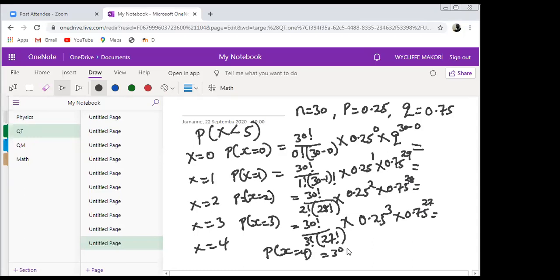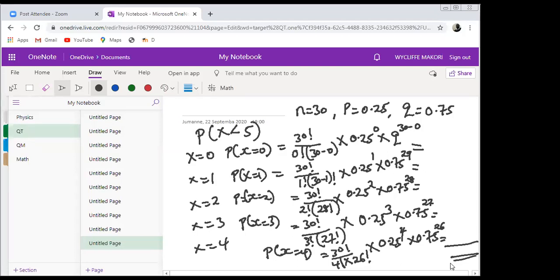equal to 30 factorial over 4 factorial times 30 minus 4, which is 26 factorial, times 0.25 power 4, because x is 4, times 0.75 power 30 minus 4, which is 26. You get that. So you are going now to get these answers for each and every one, and then we shall add them together so that we can get that probability.